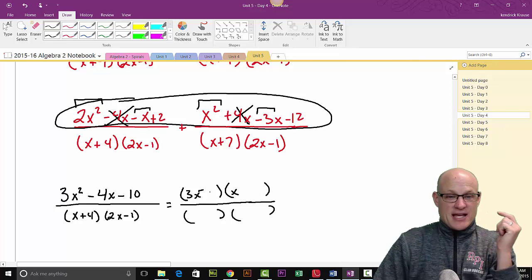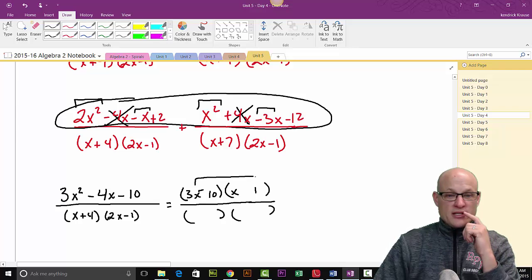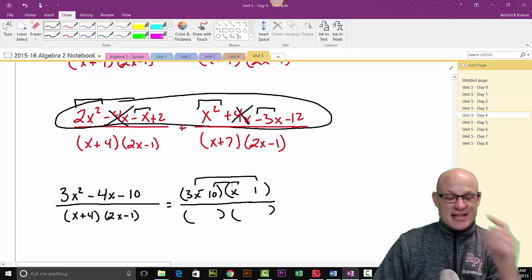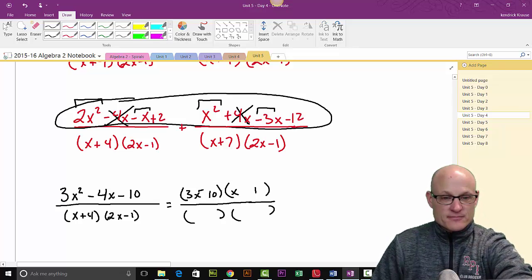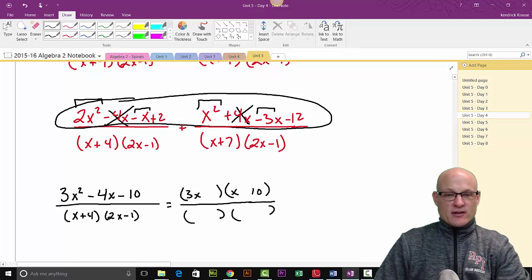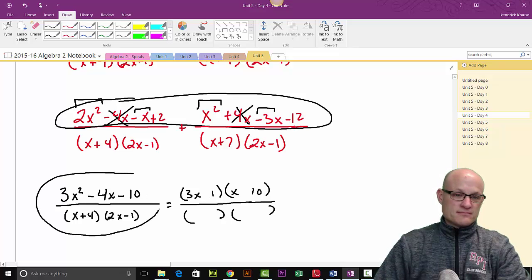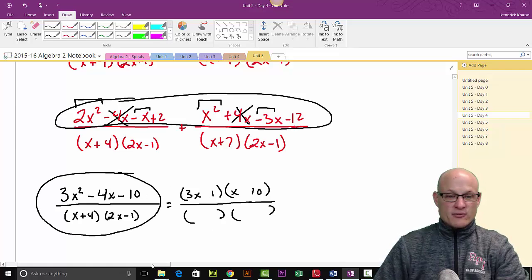If I put the 10 here and the 1 here, this will give me 3 and this will give me 10. That's not going to give me 4. And if I put the 10 here and the 1 here, that's not going to work. So there's my answer in its most simplified form.